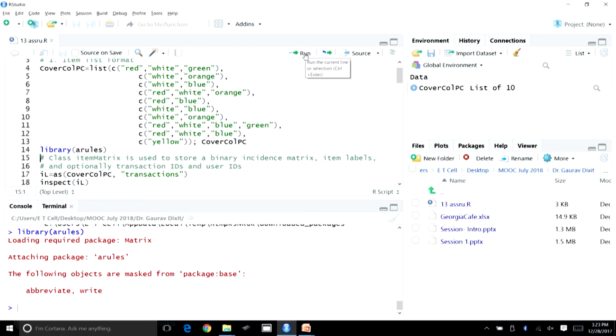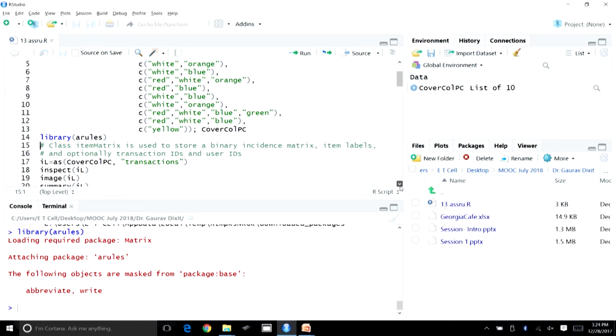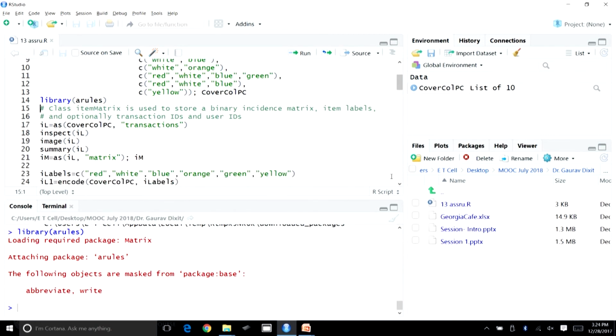So, now as we talked about, the class itemMatrix is part of this particular package, and this can be used to store a binary incidence matrix, item labels, and optionally transaction IDs and user IDs. So, this particular class that is part of this package arules can be used to store data in various formats. So, right now we are interested in creating the binary incidence matrix.